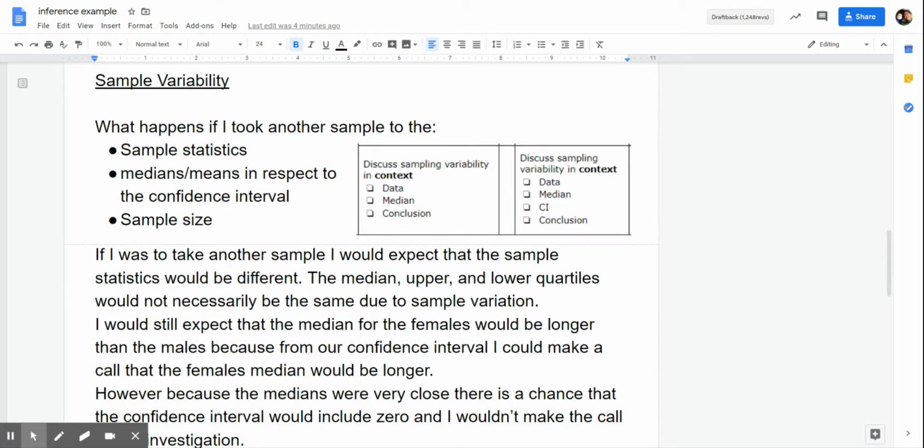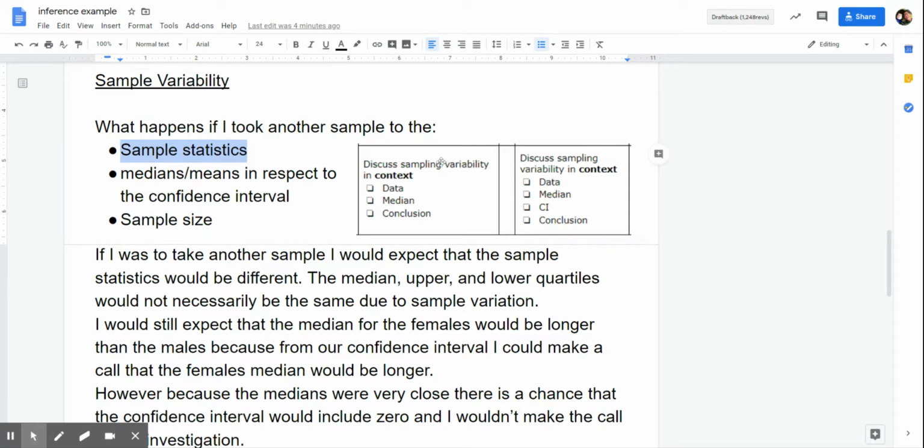Now this is the part that normally separates the achieved, merits and excellences out. When you're doing the sample variability, you can be looking at what happens if I took another sample. Some things you would think about: the sample statistics, what happens there. Sample statistics means that's your data in this check.